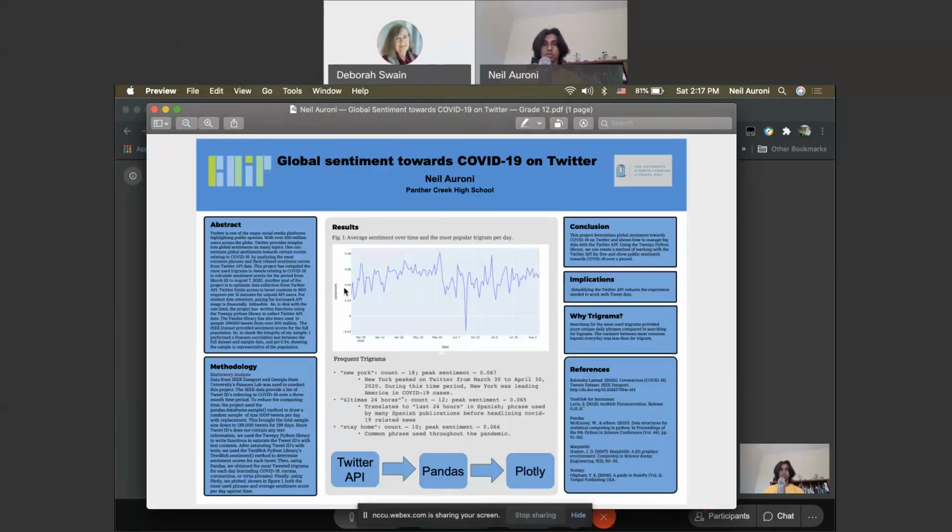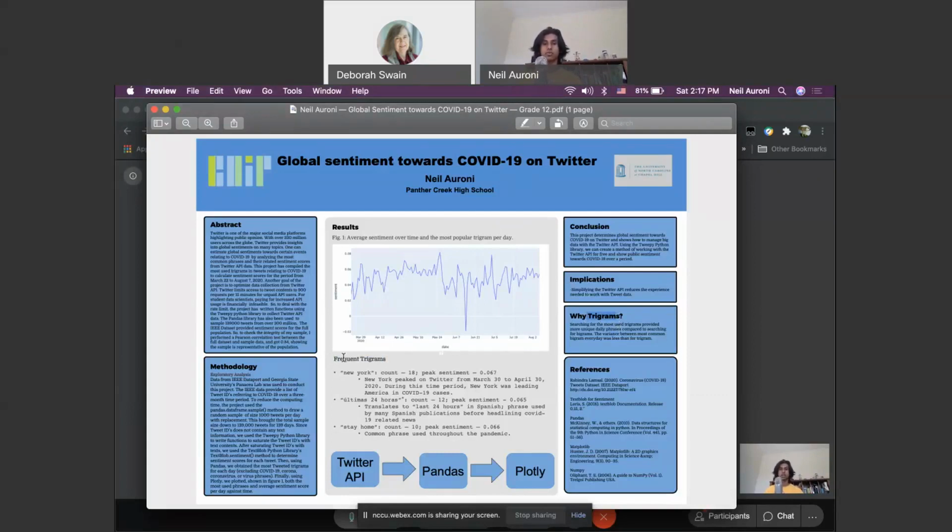This graph shows average sentiment scores on Twitter per day versus date. If we look at the graph, we can see some frequent trigrams. Now, what is a trigram? A trigram is a 3-word phrase such as last 24 hours that is unique to each tweet.